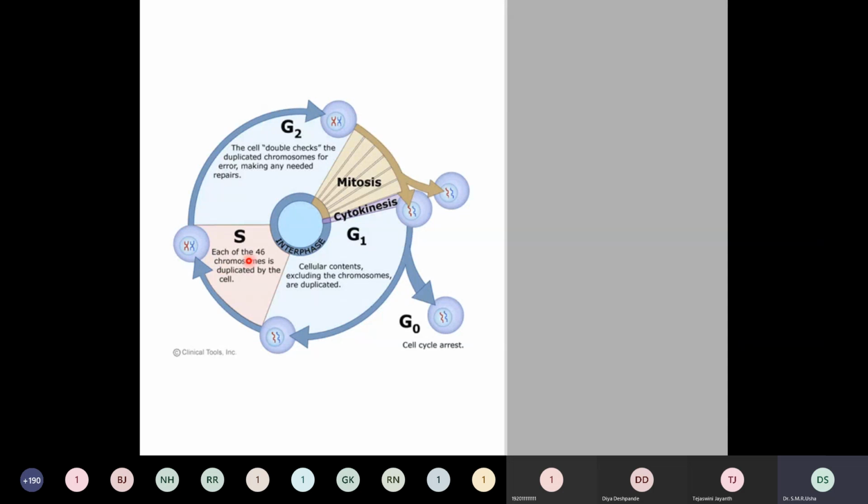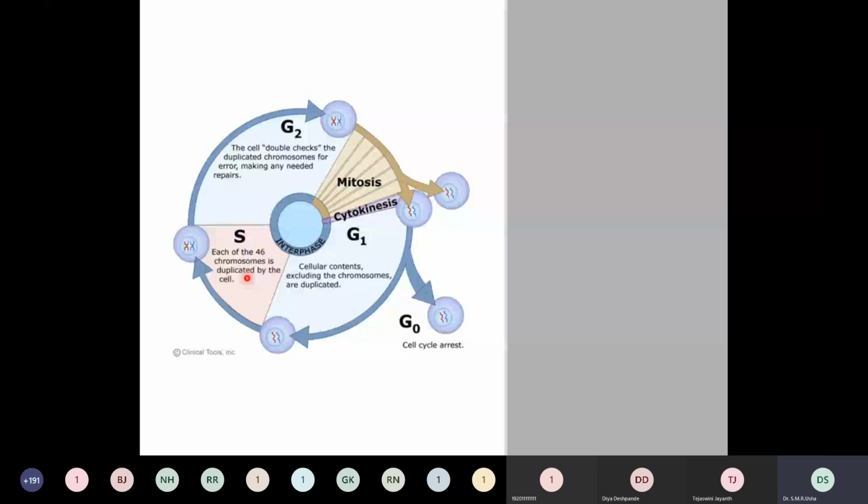Now, after replication, there is a short period during which any errors or mistakes made can be corrected, and in this G2 period, the cell prepares itself for mitosis. During mitosis, the cell divides and the DNA goes into each daughter cell. See, it is what is here and what is here. So, you have to know only this part, I mean, to write. Understanding everything you will have to understand.